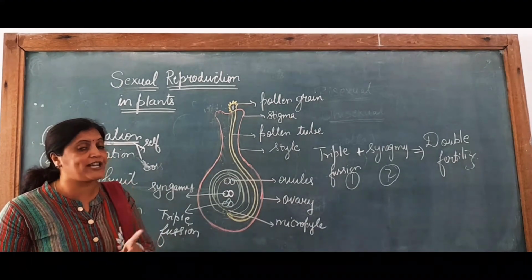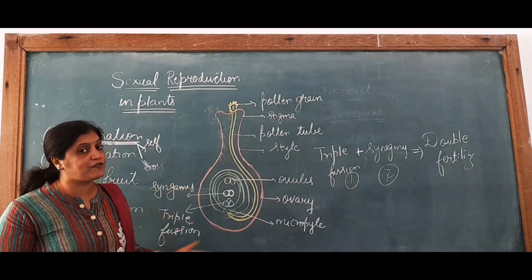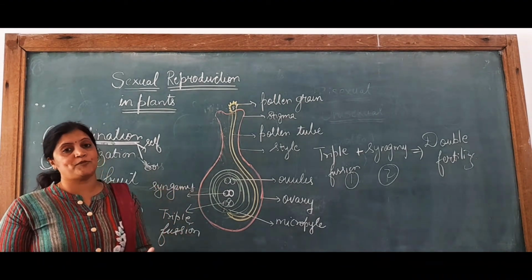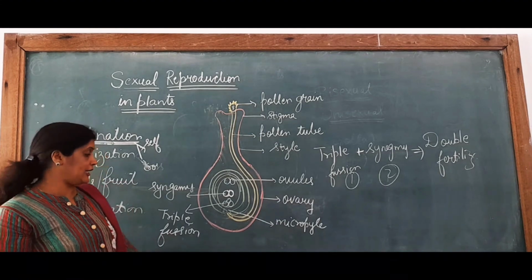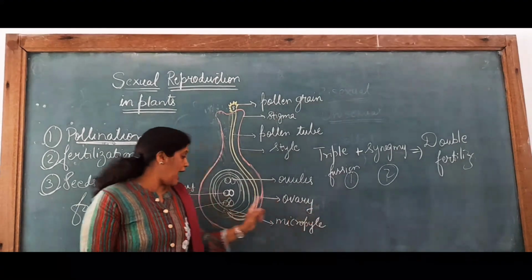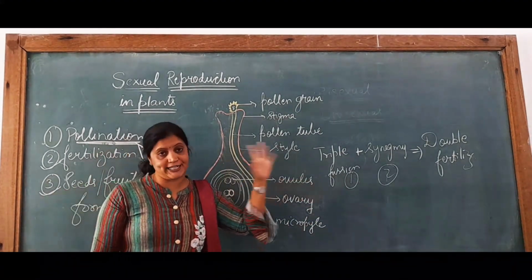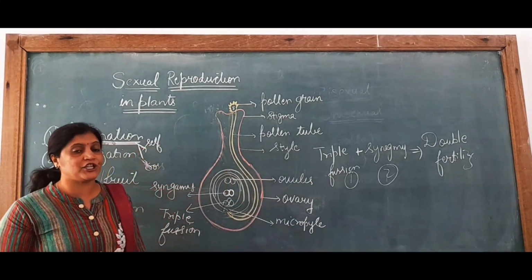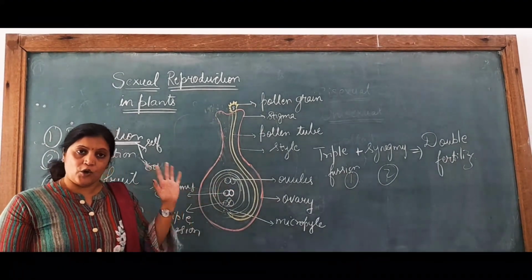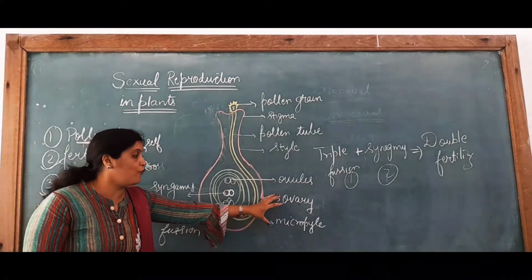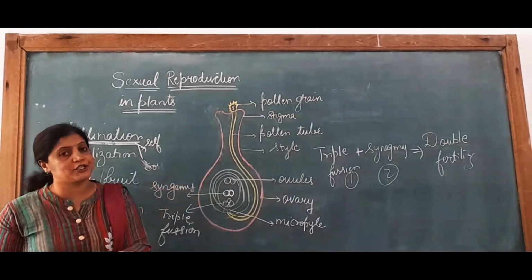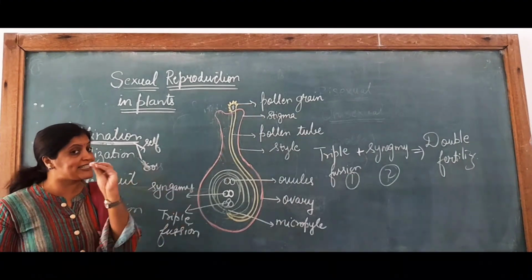These are the post-fertilization changes. Very, very important objective questions. Listen again. After fertilization, the ovary turns into fruit and ovules turn into seeds. And the sepals and petals dry up and fall down. But what remains? Ovary and ovules. So the ovary converts into fruit and ovules convert into seeds. So finally we get seeds.